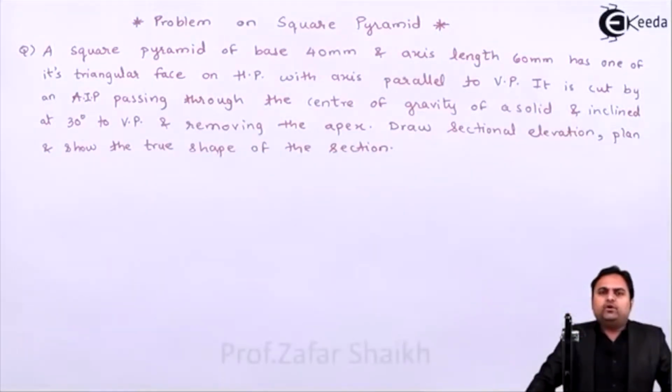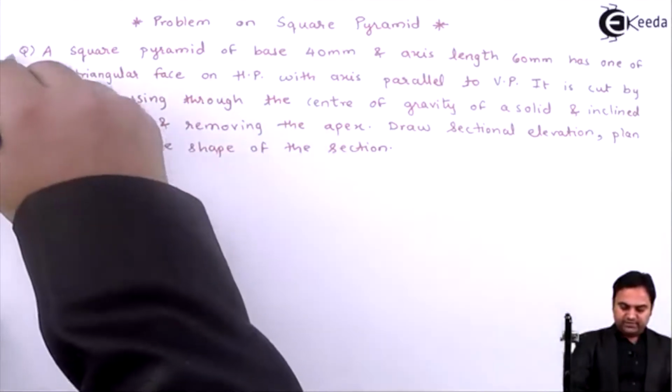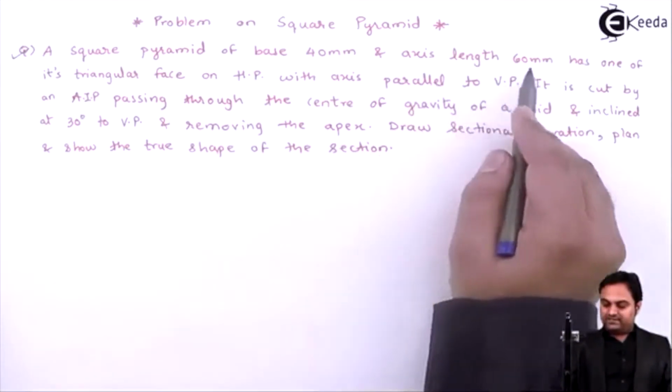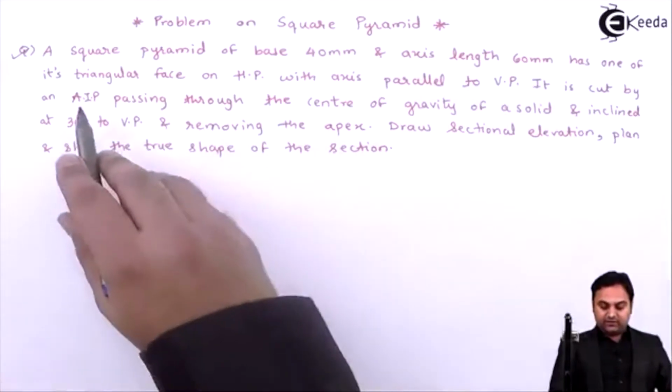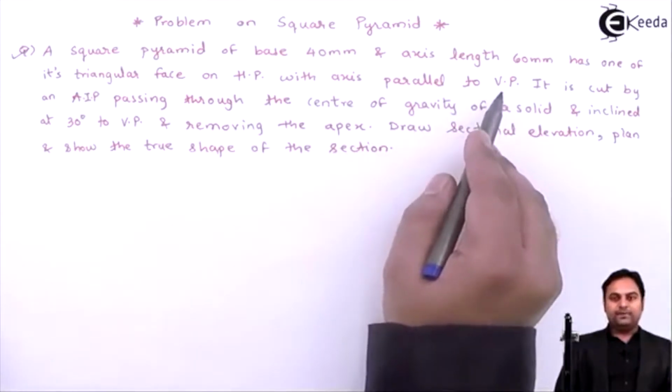Here in this video, we are going to see a problem on section of a square pyramid. Here is a question. It is given that a square pyramid of base 40 mm and axis length 60 mm has one of its triangular face on HP with axis parallel to VP.